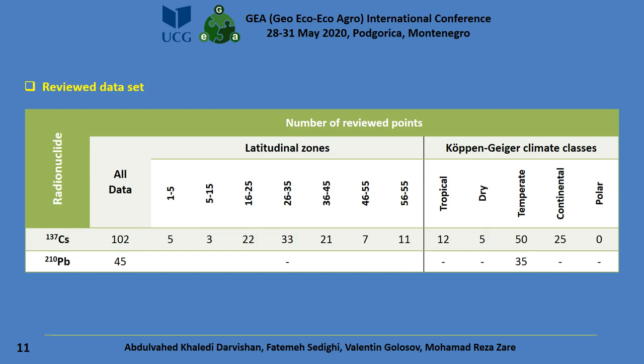In the present study, we reviewed more than 100 points for cesium-137. You can see how these points are distributed between various latitudes and between five main Köppen-Geiger climate classes here in this table. And also we reviewed 45 points for lead-210. As you can see, the number of points in each class is not statistically enough to have equations for various latitudes, and I will explain the reasons later. But in the case of the climates, you can see that 35 points of 45 are located in temperate climates.